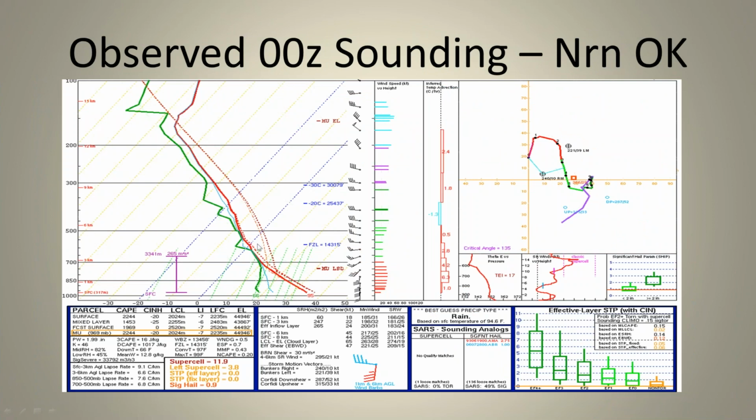Observed sounding at 0Z shows this well-mixed boundary layer from 0 to 3 kilometers. And very steep lapse rates. Above that, you've got quite a bit of CAPE. It's over 2,000, and the winds are right out of the south, right up to the LFC, and then it veers around out of the southwest to west.